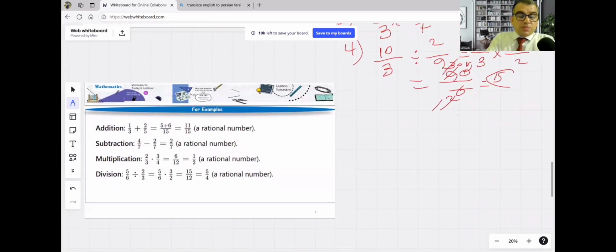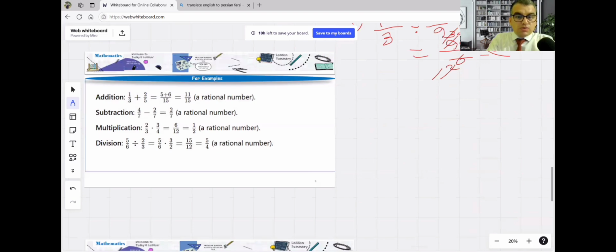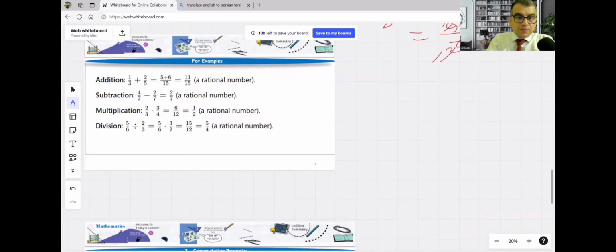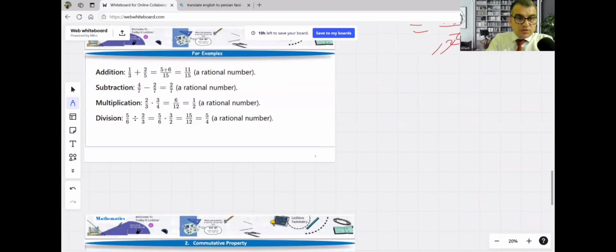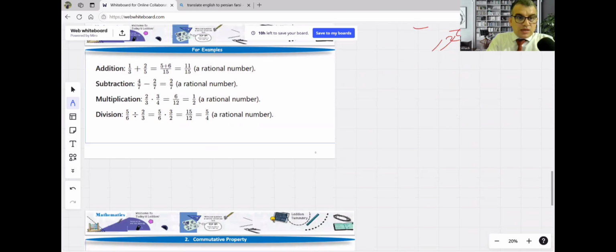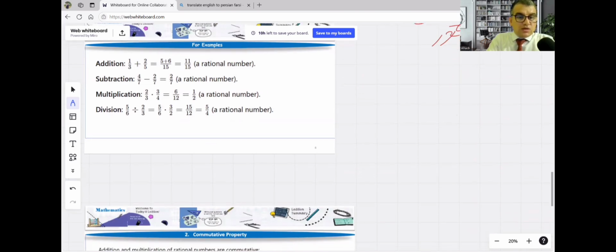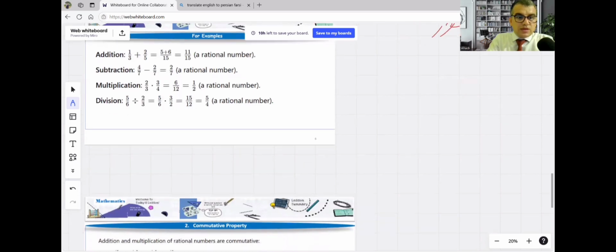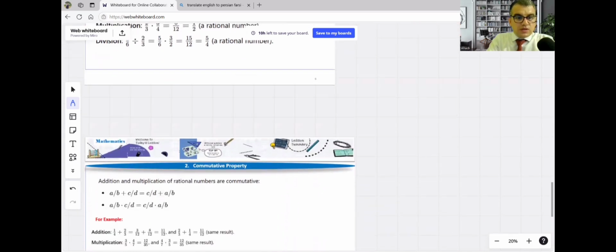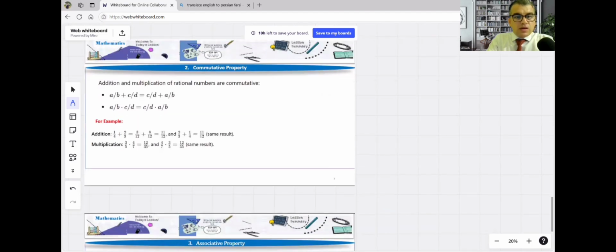So here are some more examples. If you're interested, you can pause the video and do these examples also. You can see that the rational numbers are closed under these 5 operations: addition, subtraction, multiplication, and division.